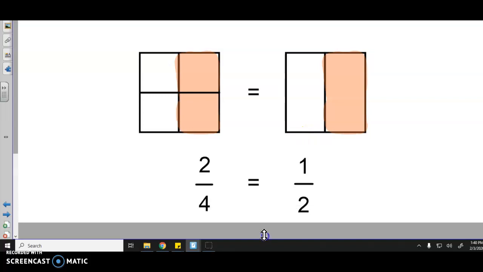So you would say that this is 2/4, right? Because there's 2 out of the 4 parts shaded, and this is 1/2 because 1 out of the 2 parts are shaded.